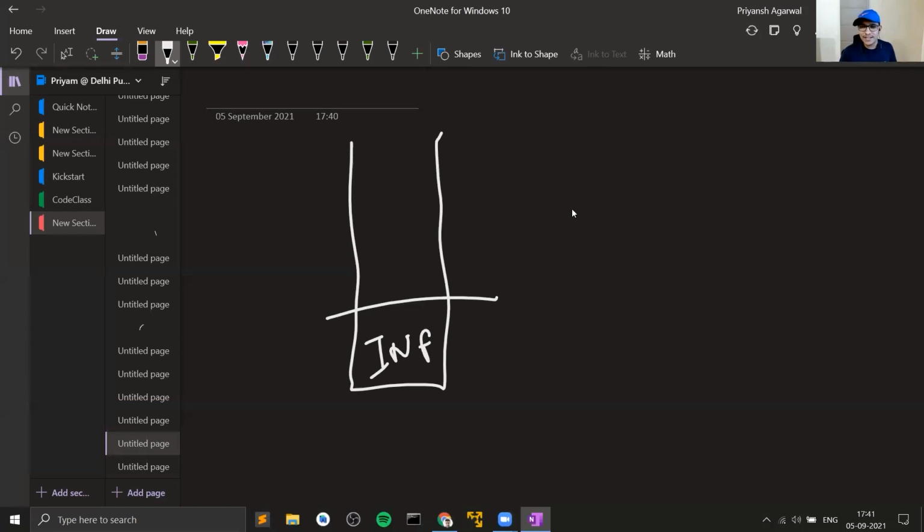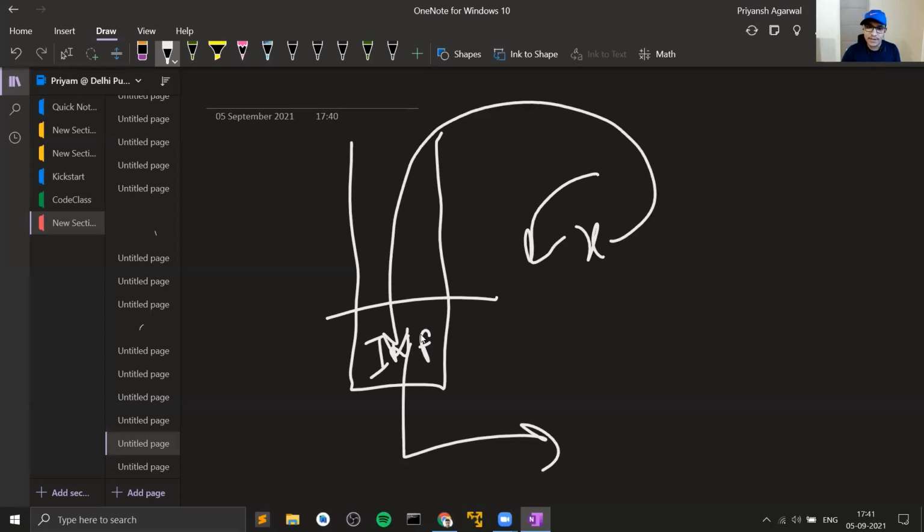Now the first element that comes up is x. So you compare x and infinity. Obviously, x would be smaller than infinity, right? So you'll pop out this infinity and insert x here. And after inserting x, you will also insert your current minimum. What is your current minimum now?